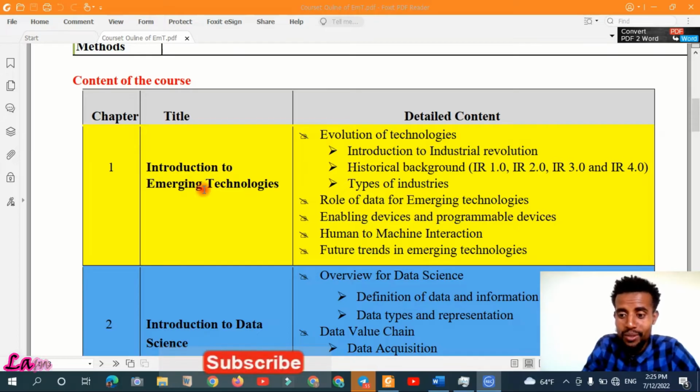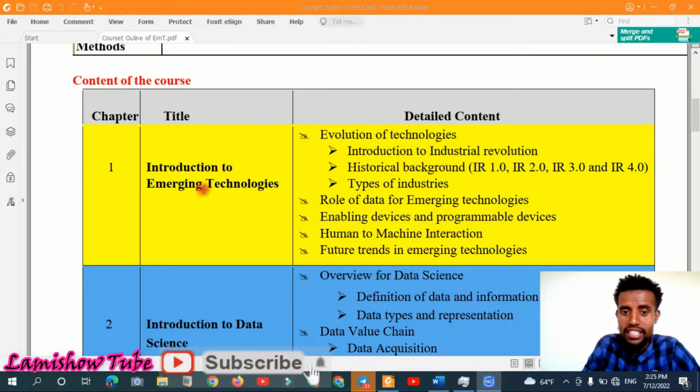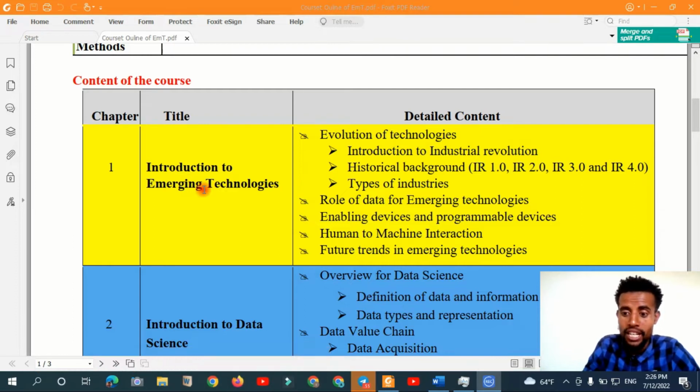So we'll define the term emerging technologies, then we'll see lists of emerging technologies, and we'll also see the evolution of technologies, which means how technologies evolve. That will also be discussed in chapter 1.